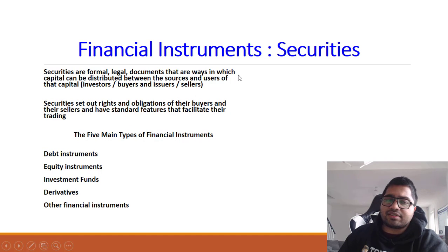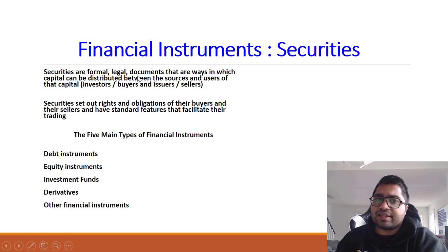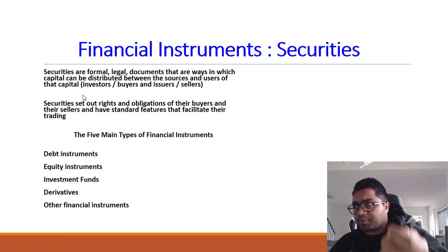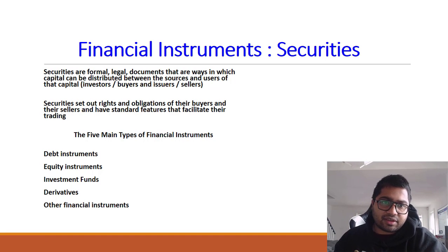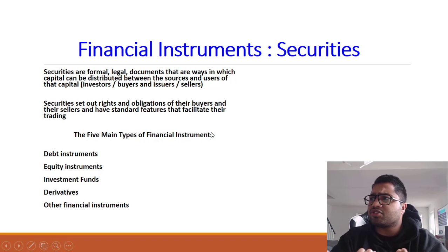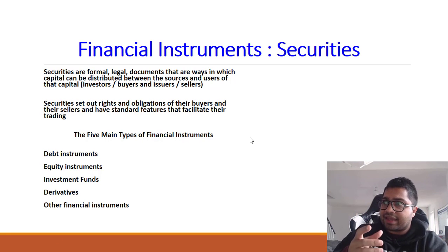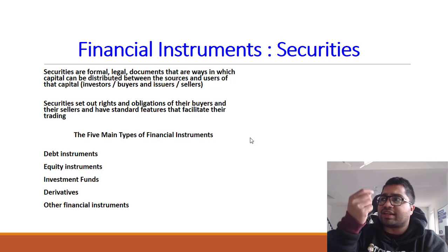Next, financial instrument securities. Securities are formal legal documents that are ways in which capital can be distributed between sources and users of capital. So it's an agreement between people who are giving funds and people who are taking those funds. Securities set out rights and obligations of their buyer and their seller and have standard features that facilitate their trading. There are 5 main types of securities. Debt instruments. Debt instruments are nothing but loan. So as an investor, you give your money to maybe a company. Company borrows money from you, and against your money, you get regular interest.